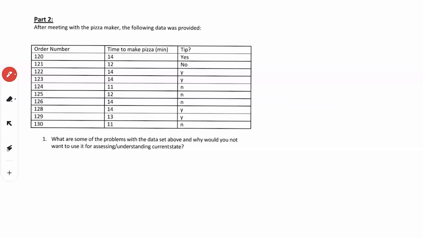One of the first things that is discussed is how each of these columns represents different types of data, where the tip data is discrete data, sometimes called attributes data, and the time to make the pizza data is continuous data. For more information on the differences between continuous and discrete data, I'm going to have you refer to the other video, sometimes called the putt-putt case video. Also, let me pull up a quick little image here that summarizes the differences between continuous and discrete.